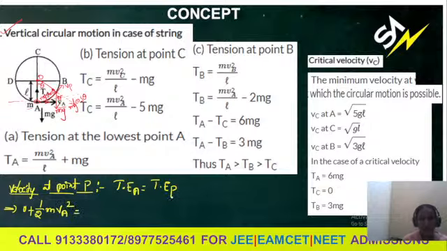Now the total energy at point P. So it is at a certain height h. From the bottom line till here it is having a certain height h. So mgh plus half m v square.